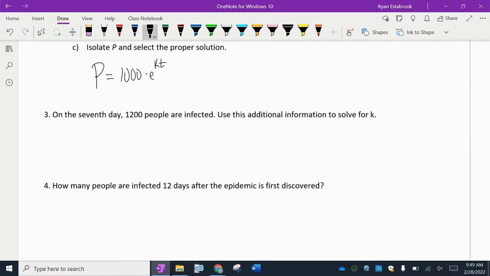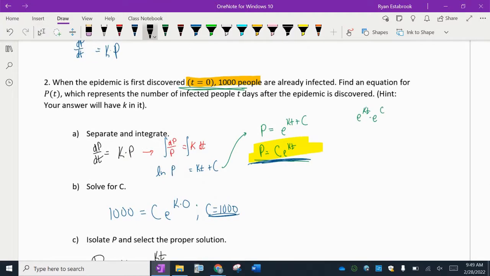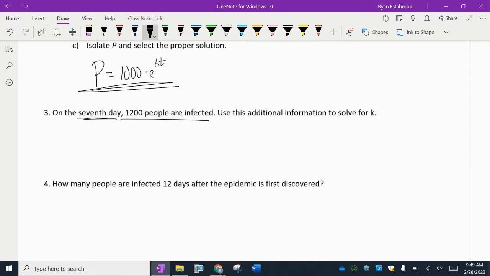Now, part 3 gives us a little bit more information. We don't have a full-out equation here yet because we don't know how this is really increasing until it tells us on the 7th day, 1,200 people are infected. So T is in terms of days after the epidemic started. So T is in days. So we're going to plug this into that equation. And the goal here is to solve for K. So 1,200 goes in for P. And 7 is going to go in for T.